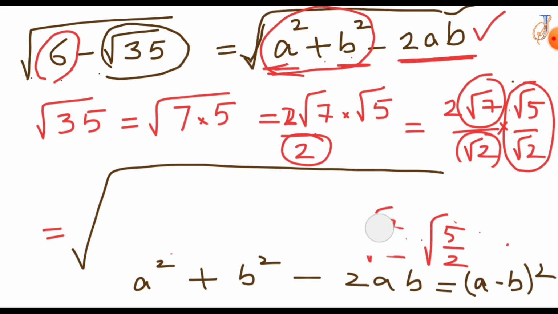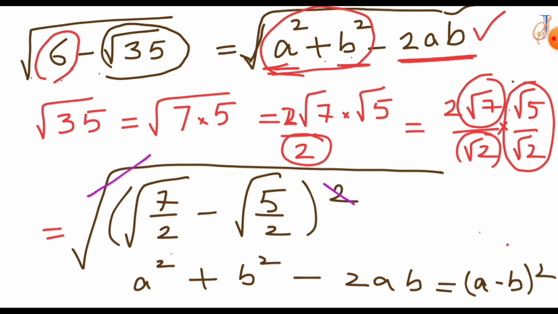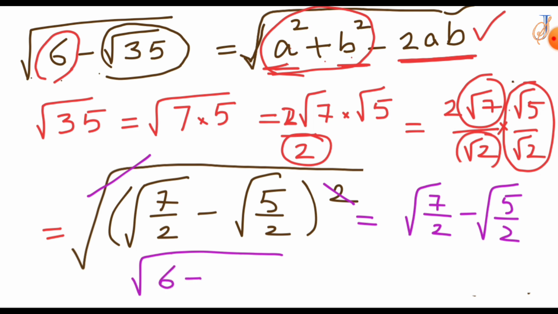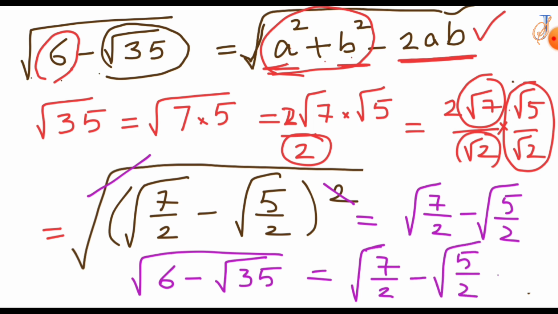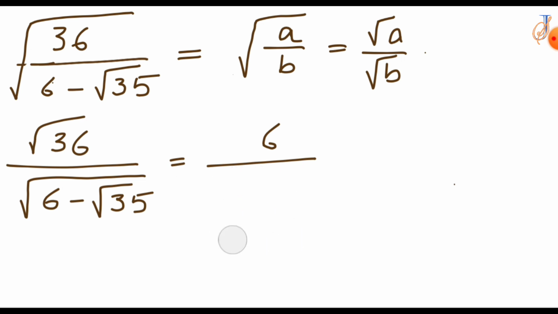Simply I'm going to write a minus b whole square, that is, our a is square root of 7 over 2 minus square root of 5 over 2 whole power 2. This square root and this square get cancelled. Only square root of 7 over 2 minus square root of 5 over 2 remains. So after simplifying this, square root of 6 minus square root of 35, we got square root of 7 over 2 minus square root of 5 over 2. Let's go back and substitute at the denominator. So after simplifying this denominator, we got this.